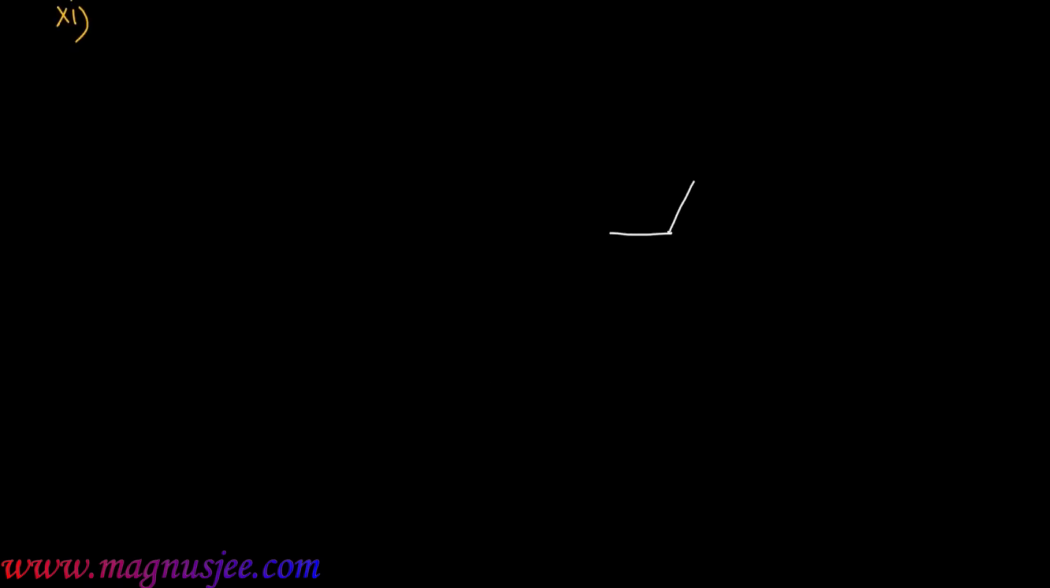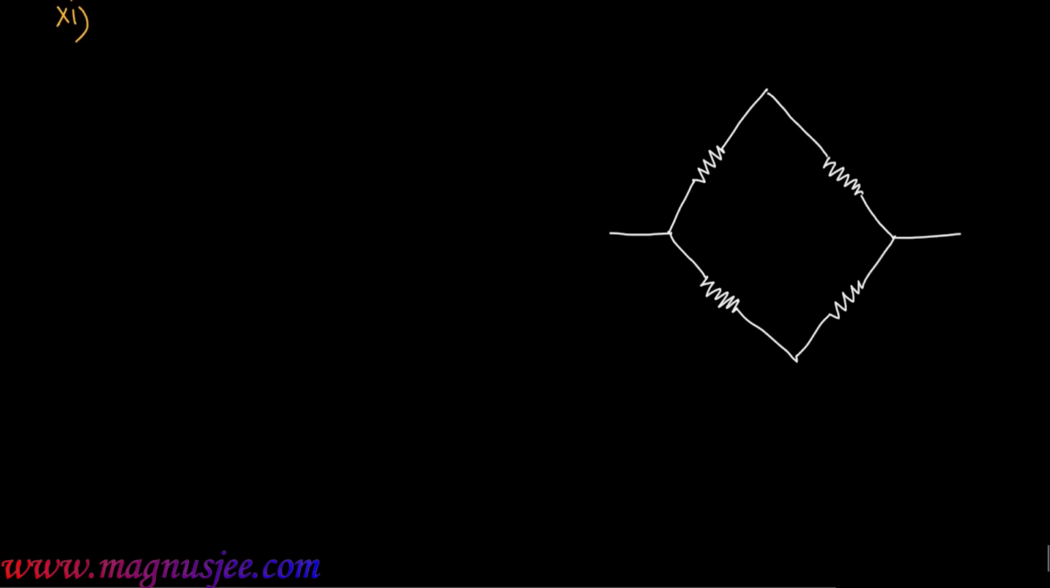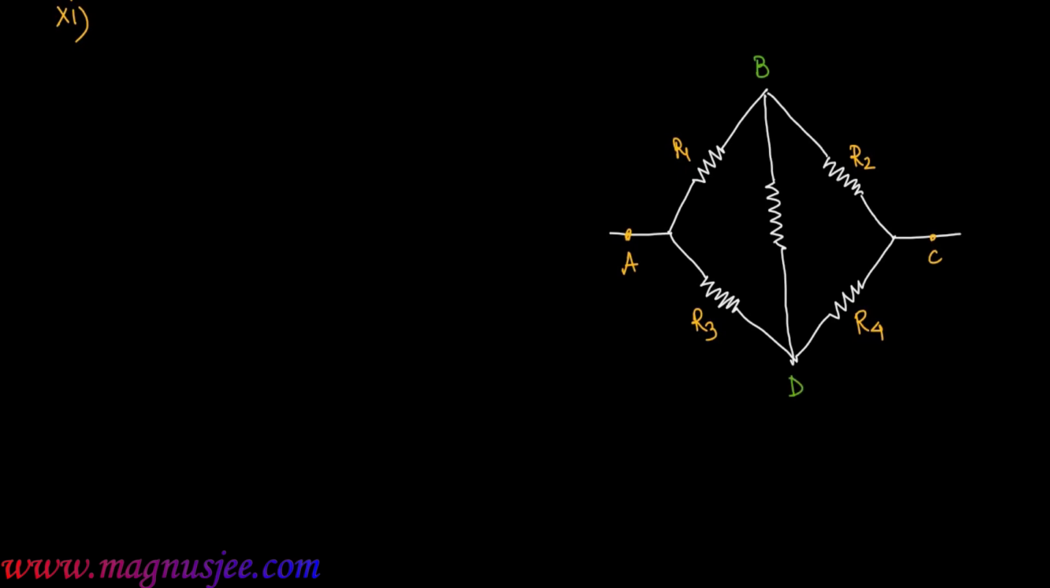Number 11, in this circuit, 5 resistors are connected as shown in the figure. Here there will be 5 resistors connected between the 2 points A and C. The 5 resistors of resistances R1, R2, R3, R4 and R5 are connected between the 2 points A and C.